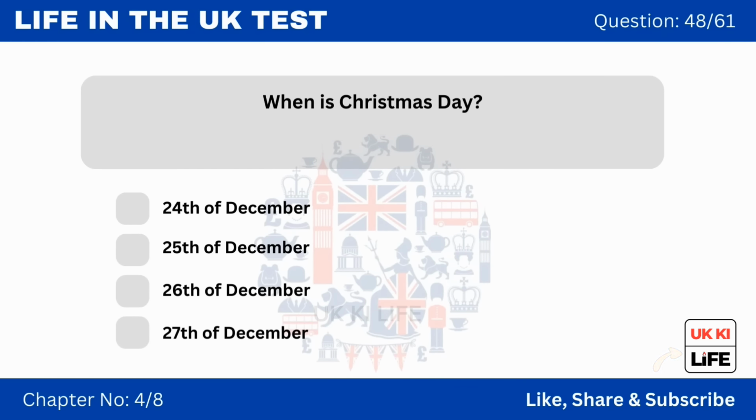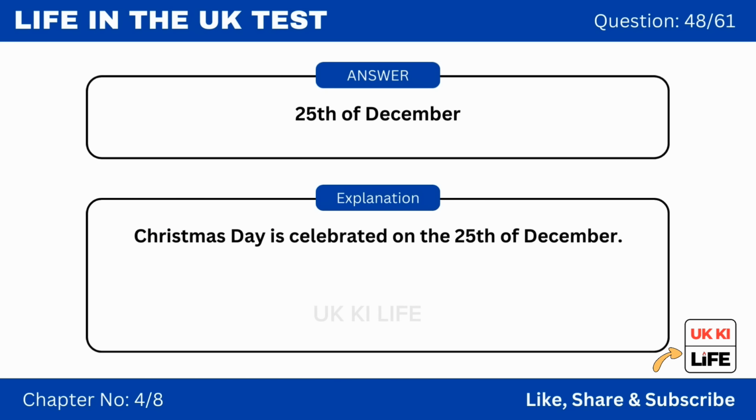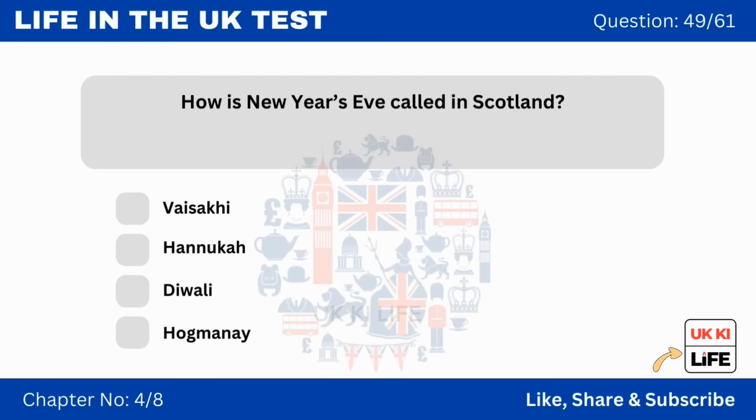The correct option is B. Explanation. Christmas Day is celebrated on the 25th of December. Question 49. How is New Year's Eve called in Scotland? Vaisakhi, Hanukkah, Diwali, Hogmanay.